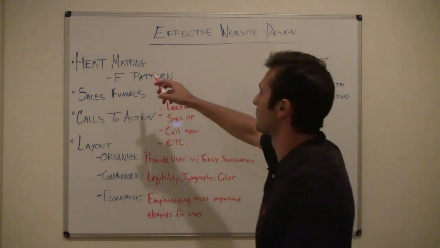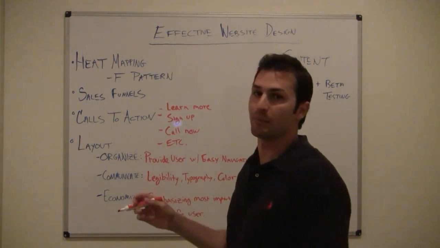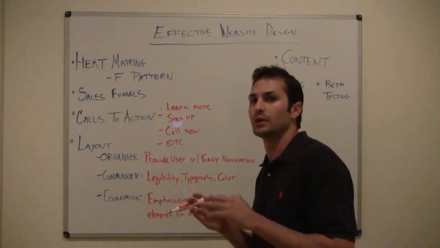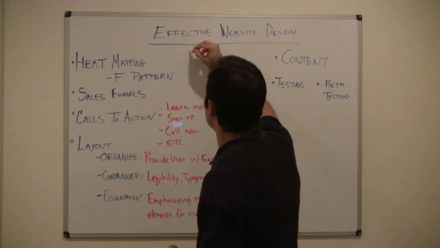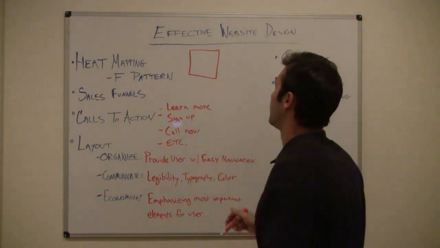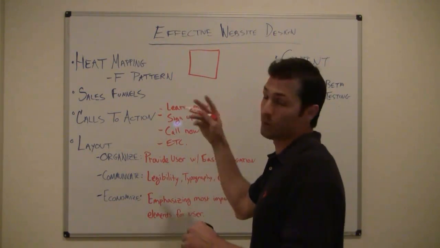Okay, so first thing I'm going to talk about is heat mapping and F pattern. Heat mapping is essentially the study of how people view your website when they're on it. So there's your web page right there, and heat mapping is when they check out where people are looking.